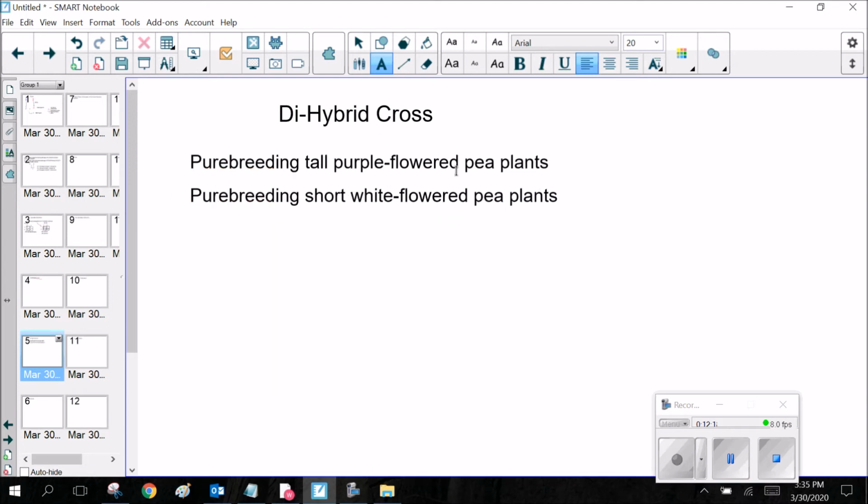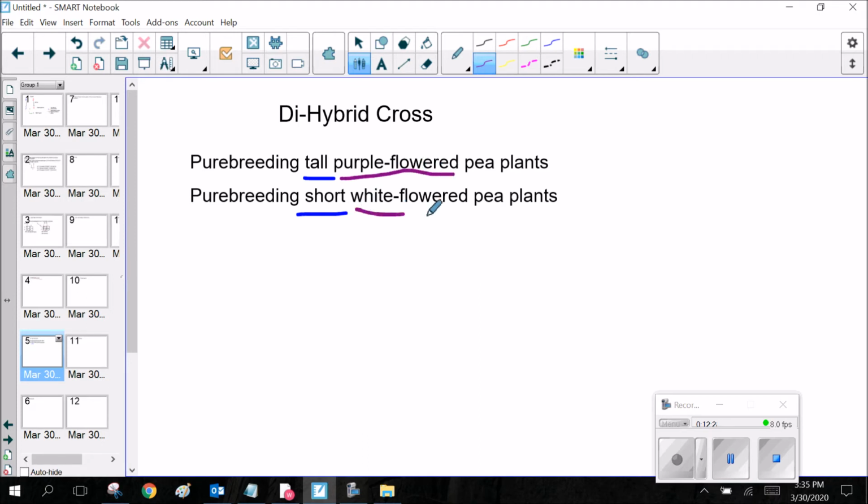So you can see we're looking at two different traits here, right? We have the trait of height, which I'll show here, so tall versus short, and we have the trait of flower color, purple versus white, right? So we have two different traits here that we're looking at. And so he went ahead and did the cross, and all of the offspring came up as tall and purple flowered. So he knew that tall and purple were both dominant traits.